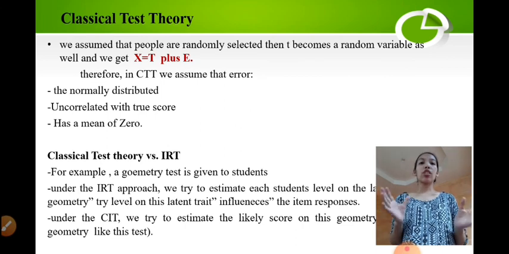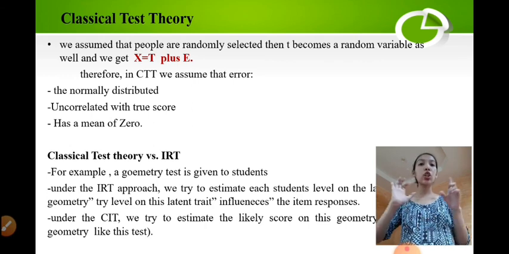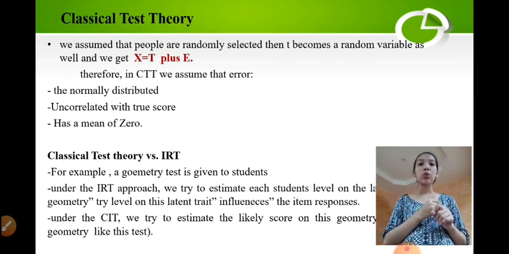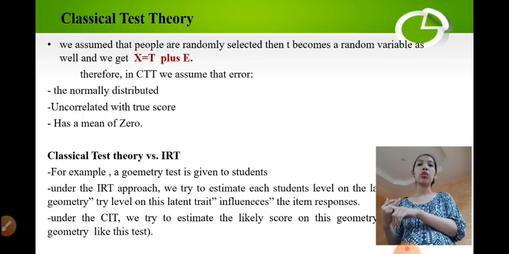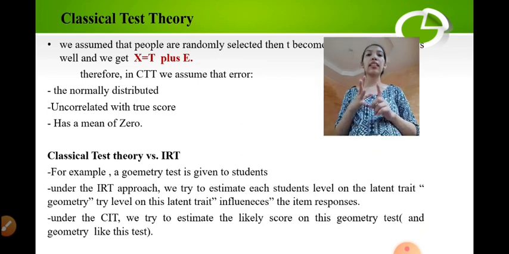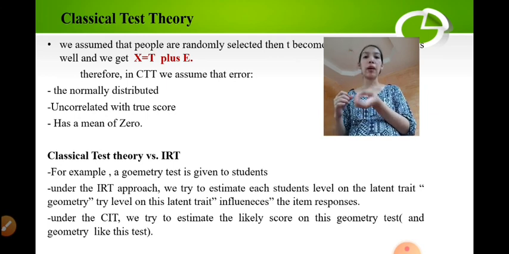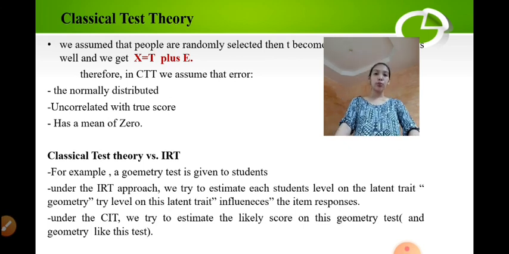So in classical test theory versus IRT, they are different. So for example, a geometry test is given to students. Under the IRT, under the item response theory approach, we try to estimate the students' level on the latent trait, geometry, which the test measures. So we try to see how the level on this latent trait influences the item response. So this belongs to IRT.